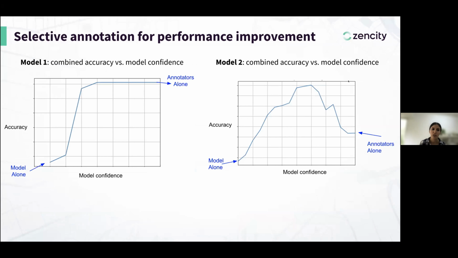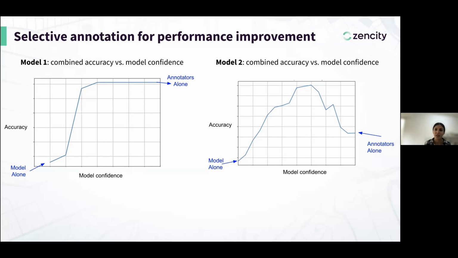In one model, we saw we get to a certain plateau. So on the left graph, you can see the combined accuracy versus the model confidence threshold. So for different model confidence thresholds, we got different combined accuracy. And at some point, we got to a plateau, meaning the annotator's contribution from a certain model confidence is 0. They annotate, but we don't gain any accuracy from that.